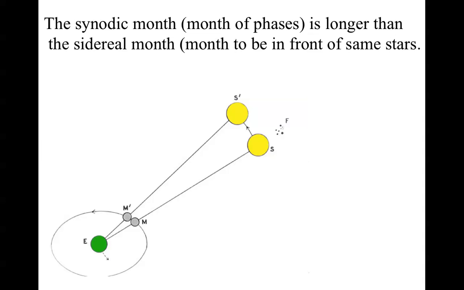Now, just as we had a difference between the sidereal day and the solar day, we have a difference between the synodic month, the month of phases, which has to do with when the moon is opposite the sun, and the month relative to the positions of the stars. The sidereal month is shorter than the synodic month, and for a similar reason, and that is that as the Earth moves around the sun, the sun is now in front of different stars a month later, and the moon has to move a bit farther along its orbit to get back in front of the sun from when it got back in front of that same set of stars again.